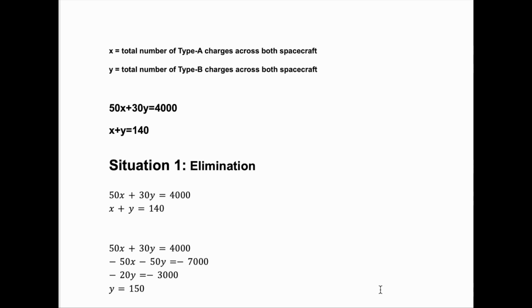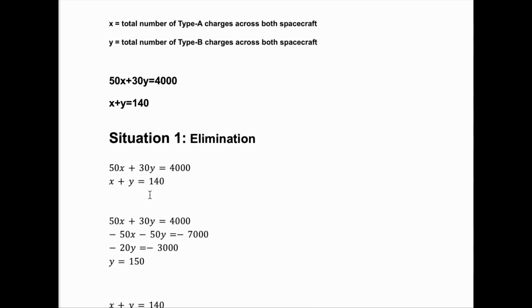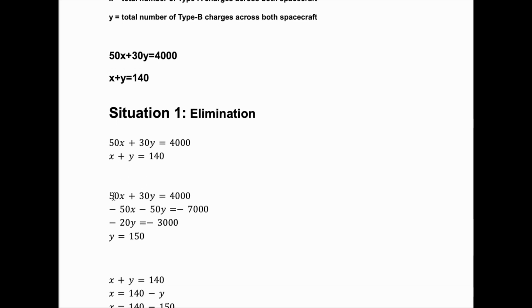So the first method to solve this problem is elimination. In this scenario, we'll want to eliminate one of the variables. In this case, we'll eliminate x. To do that, we need to make this into a 0.